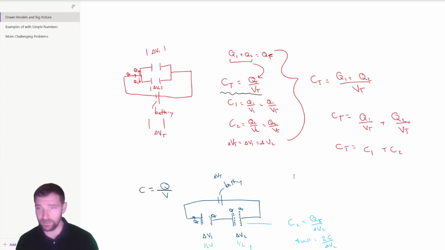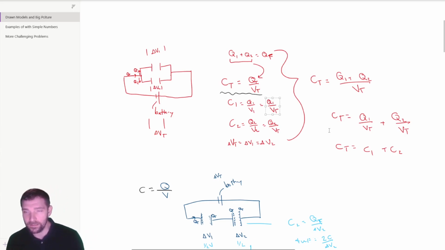When you have a common denominator, instead of writing out C1 as Q1 over V1, you can say this is Q1 over VT. And then C2 is going to be Q2 over VT. So C1 plus C2 is going to give you CT. Because they have this common denominator, you can think of it as adding up those different parts together. This is the same as what I've written in there. I've just added in a little substitution with the Q1 and Q2 up top.